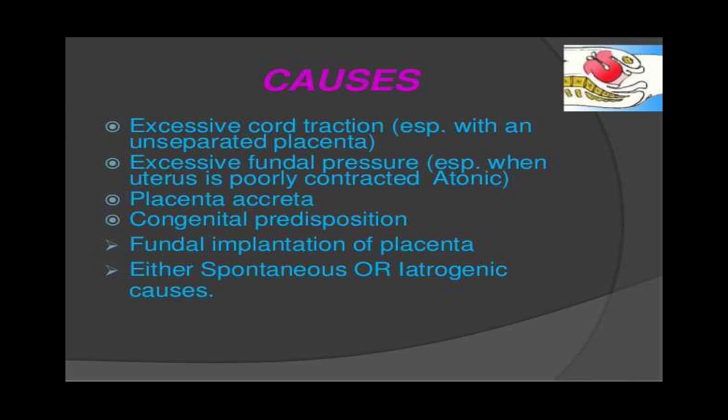So when there is an unseparated placenta, there will be excessive contractions. Because of that, the ligaments and the stretching will be more. Because of the heavy stretching, the muscle tone will get loose and there will be chances of falling down of the uterus. Then excessive fundal pressure, especially when the uterus is poorly contracted. Okay, then placenta accreta, and then congenital predisposition. Congenital predisposition means by birth itself there is a weak uterus. Okay, then fundal implantation of the placenta, then either spontaneous or iatrogenic causes.